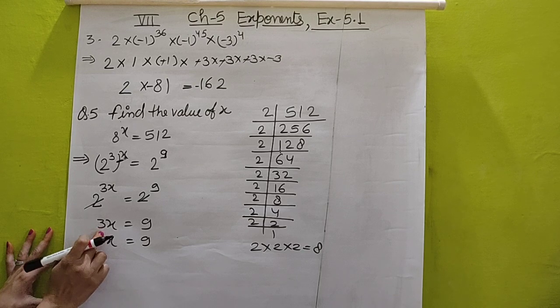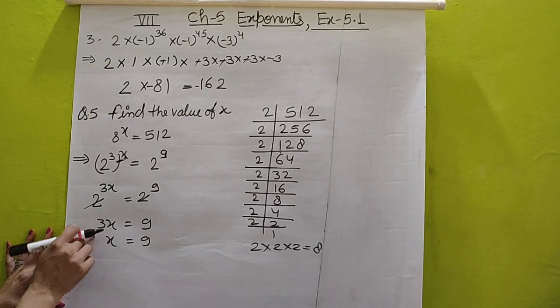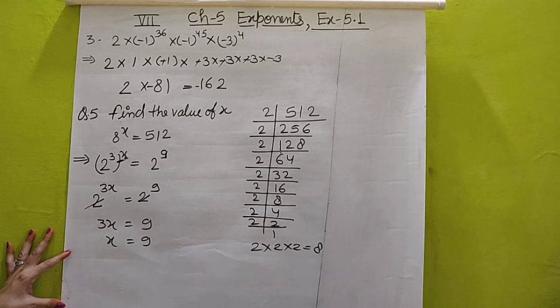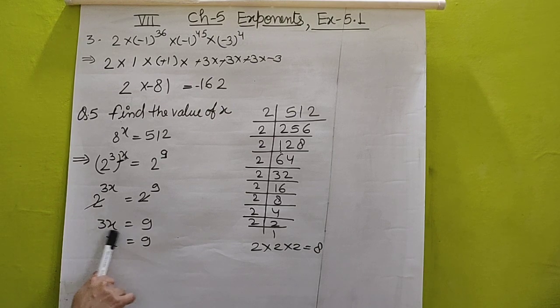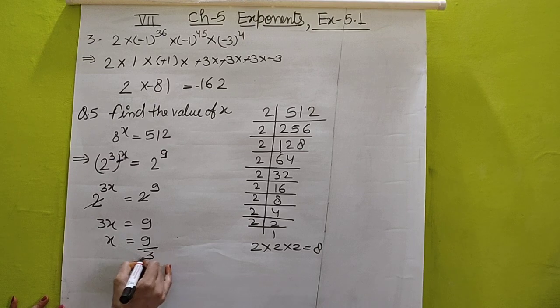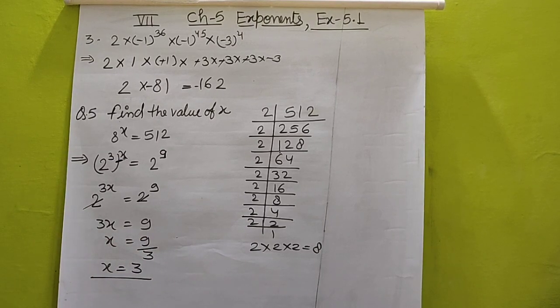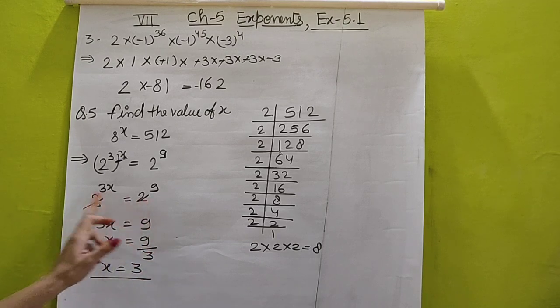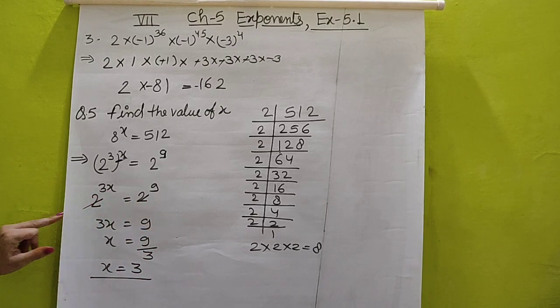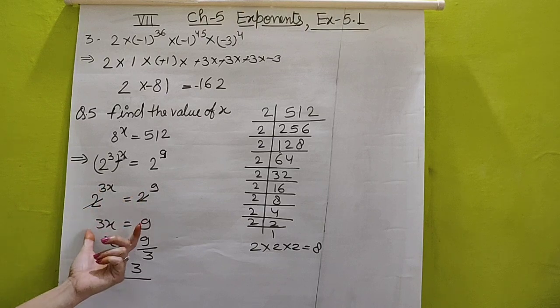So what will we do? We will remove 3 from the LHS and transfer it to the RHS. When this 3 goes to the RHS side, it will be division, because it is in a multiplication relation with x, so it will go in division. Now you know 3 threes are 9, and your answer will be x is equal to 3. So like this, students, you make the base same on both sides. You are to make the base same because we can cancel out the base and make the powers equal.